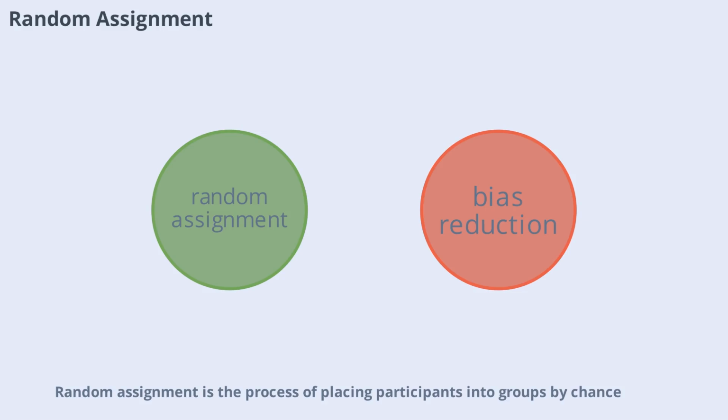Random assignment is the process of placing participants into groups by chance. In educational psychology, this technique helps ensure that groups are similar at the start of a study. Random assignment reduces bias and increases the likelihood that differences between groups are due to the intervention. It is a key feature of experimental research designs.